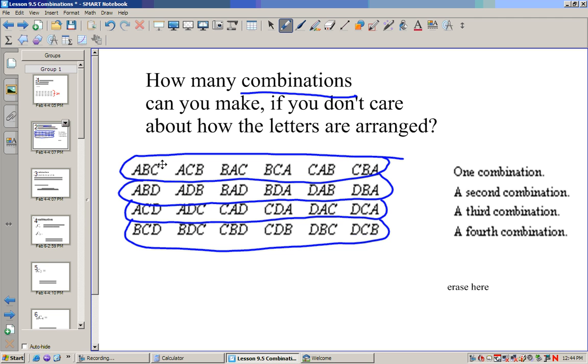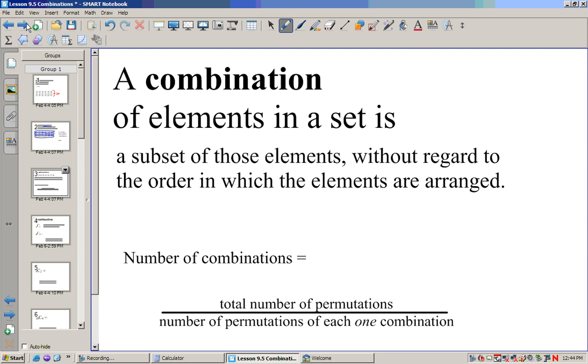Now, one way we can get this once we have our permutations is divided by how many ways we can permutate these 3 items. So another way we could say that is a combination of elements is a subset of those elements without regard to the order in which the elements are arranged. To find the number of combinations, we take the total number of permutations, which we learned the previous day, and divide that by the number of permutations of each one combination.